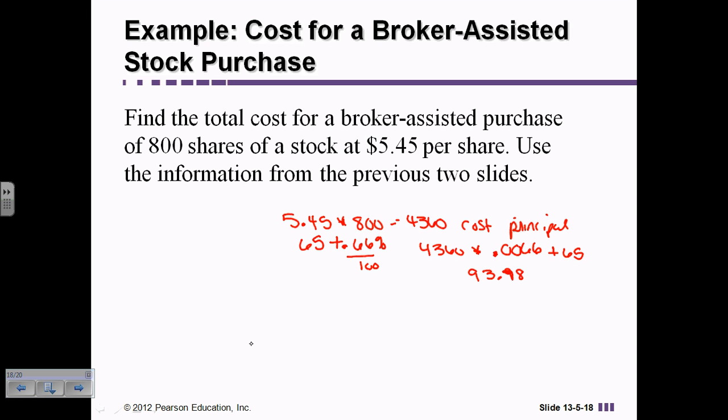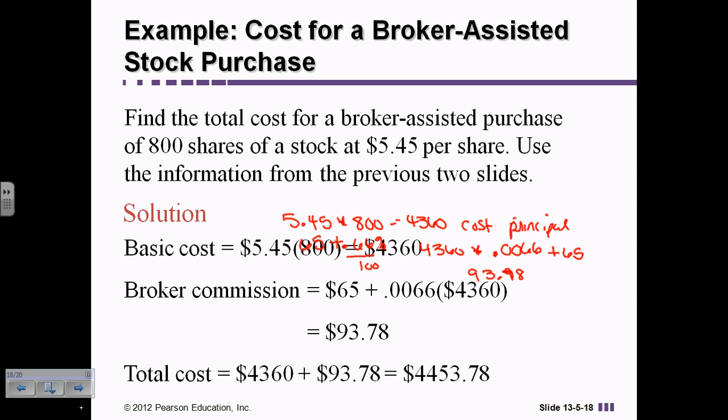So what's the total amount that I'm having to pay for the stock? I'm having to pay the $4,360 plus that $93.78 commission. So the total amount that I'm going to hand over to somebody is $4,453.78.